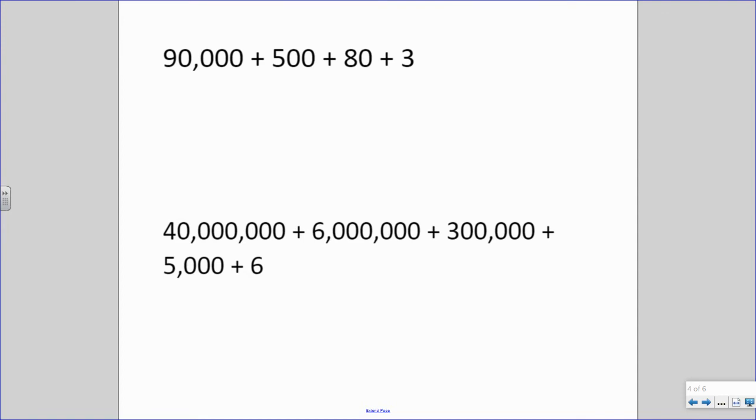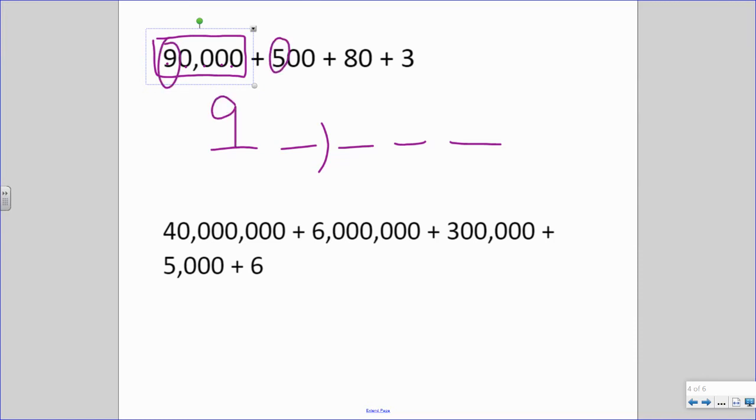All right, we're gonna do one more of old school expanded form. You can see there's 1, 2, 3, 4, 5 digits. Put my comma in the right place, starting at the ones place. We have a 9 in the 10,000s place. We have a 5 in the hundreds place. We have an 8 in the tens place and a 3 in the ones place. We cannot leave parking spots open. Zeros fill empty spaces. Okay.